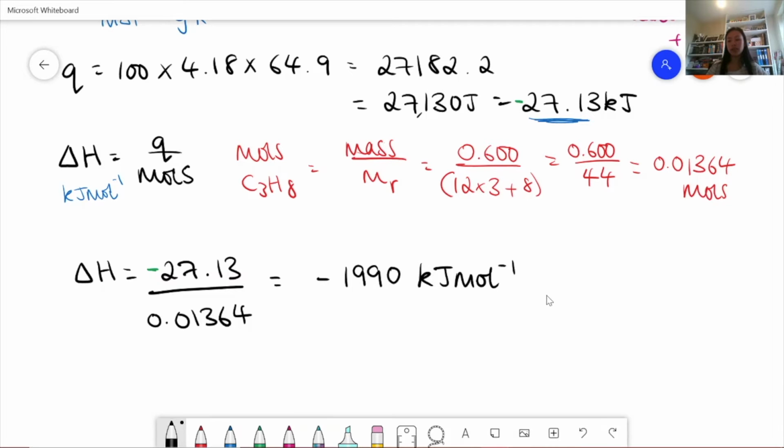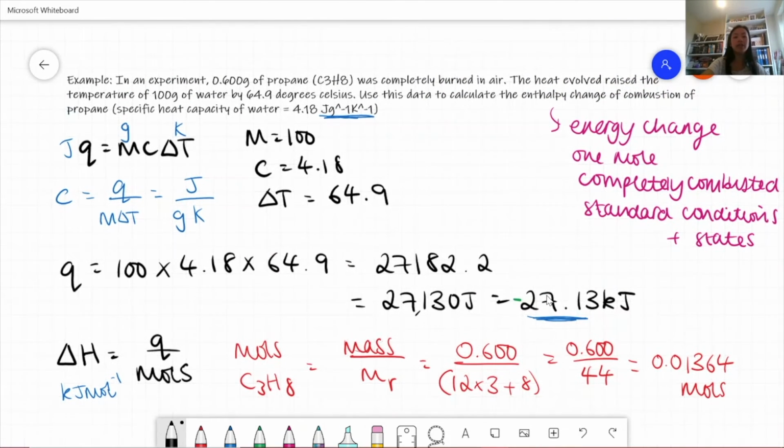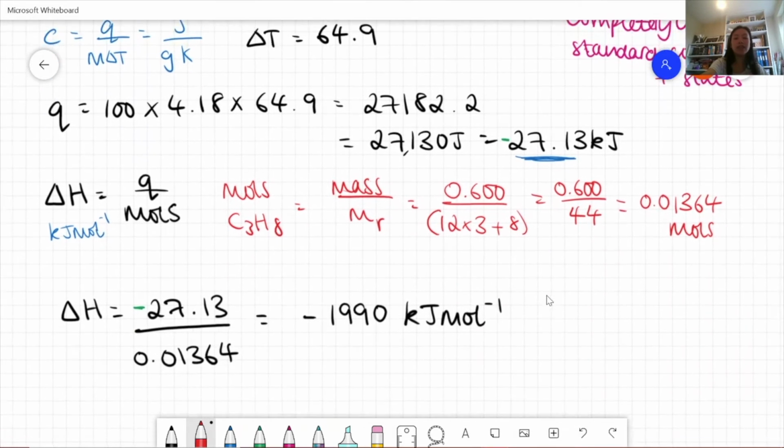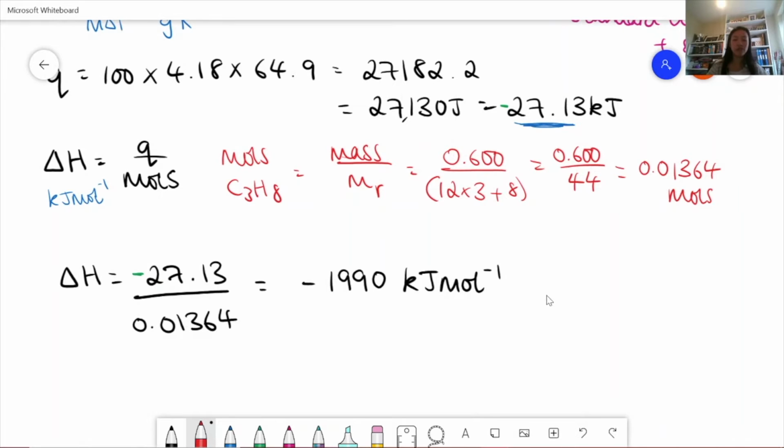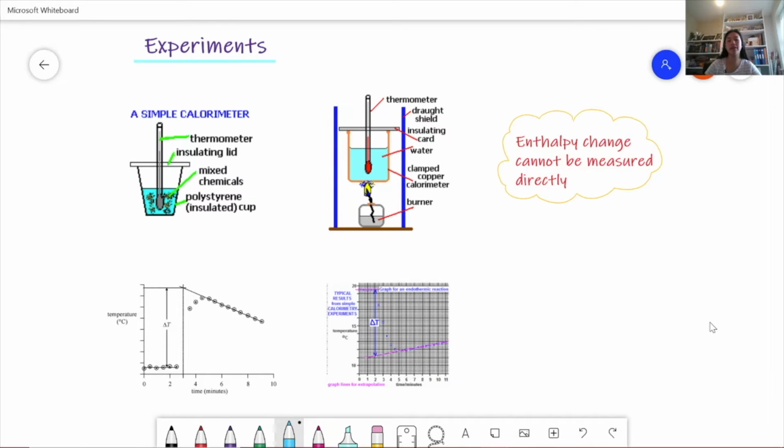And I've rounded this to 3 significant figures because if we look back at the question, everything looks like it's in 3 significant figures. So we've got the 100 grams of water and the 64.9 degrees and the 4.18 for the specific heat capacity. So everything looks like it's in 3 significant figures, so I've rounded it to 3 significant figures. And it's very important to remember this minus because marks can be deducted if you forget the minus or the plus.